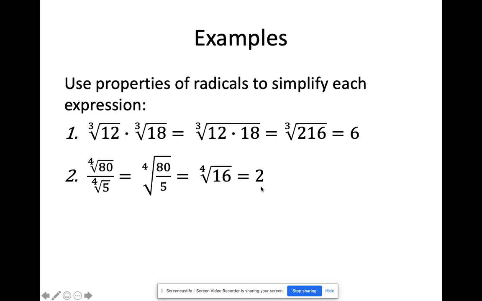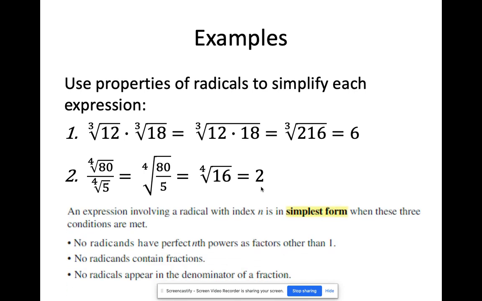Okay? Now, another way to say when a radical is in its simplest form is if these conditions are met. No radicands have perfect n powers as factors other than 1. No radicands contain fractions, which means no radicals have fractions. There are no radicals that appear in the denominator of a fraction. We're going to discuss all of these three.